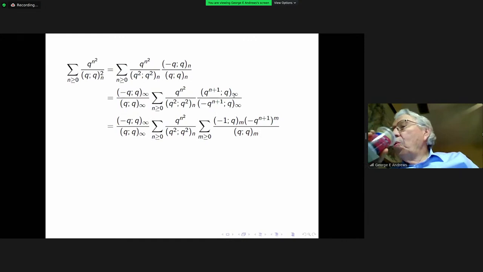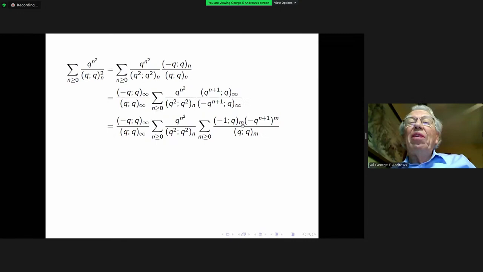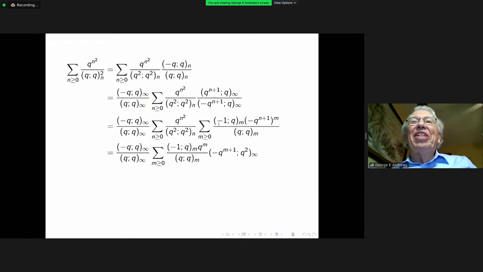All right, so that's what you get for the q binomial series. And now what do you do? Everything from here on is almost algorithmic, not quite, but almost. You interchange the order of summation and you sum the n sum. And the n sum is, again, by a limiting case of the q binomial series, this infinite product.